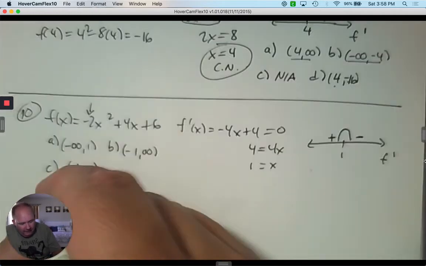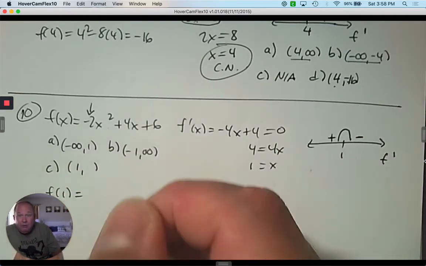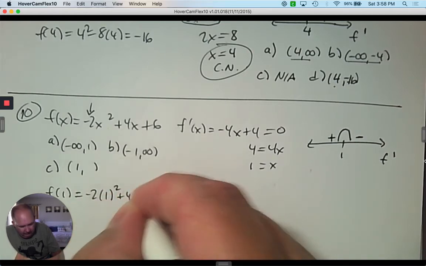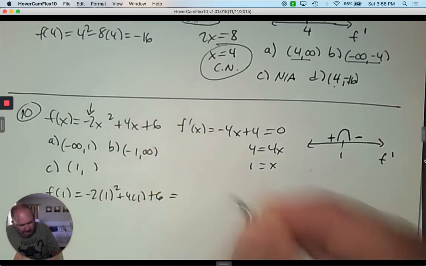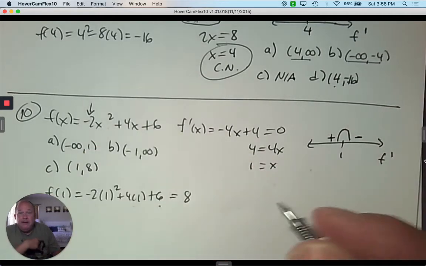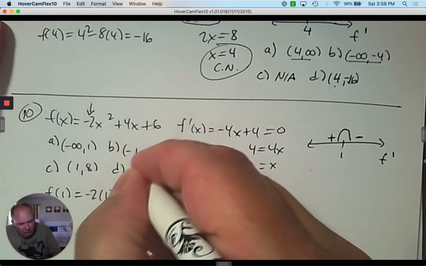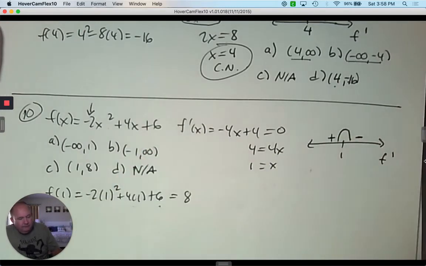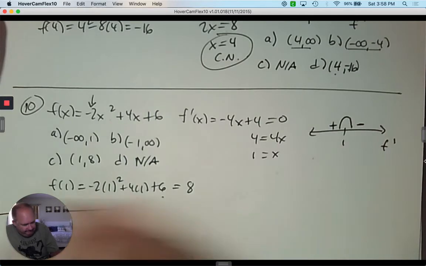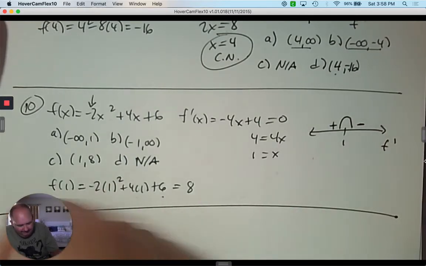To find the y coordinate, I'll do that underneath. I plug 1 into the function, not the derivative, to find the y coordinate. So this is 10, take away 2. So we have a maximum at 8, and we have no minimum, just a maximum. Number 11.